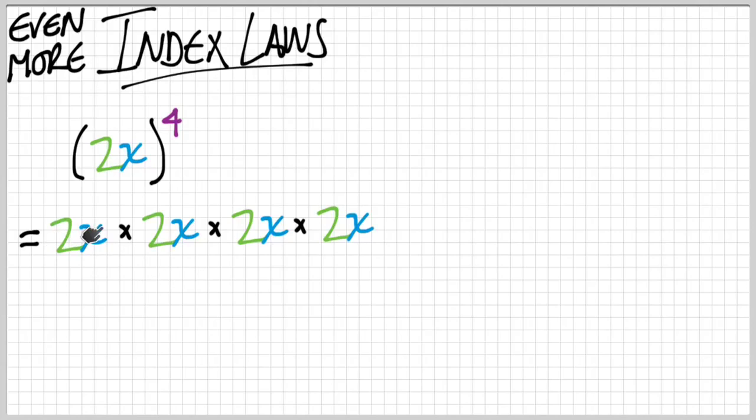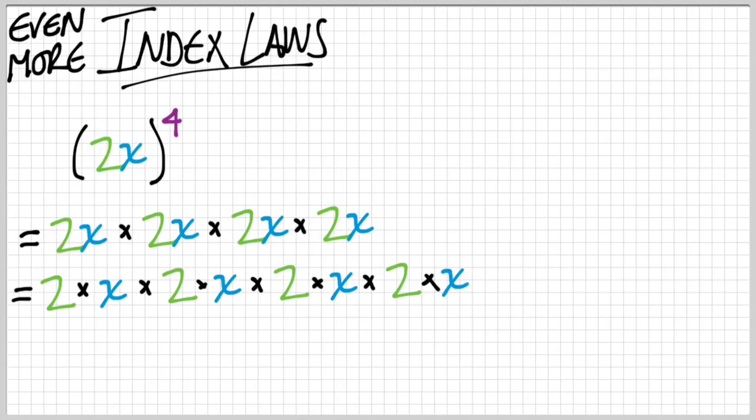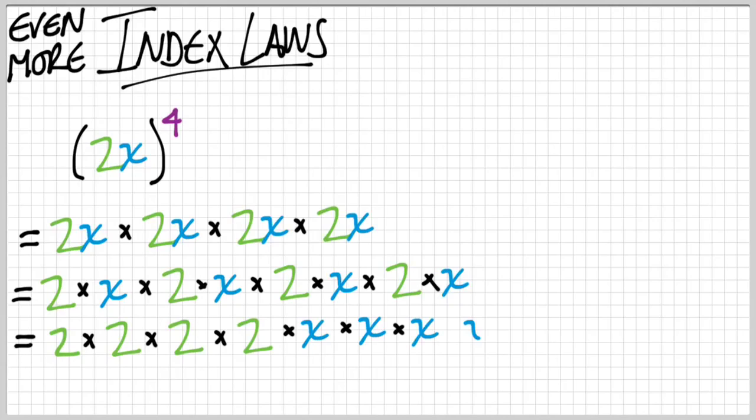Well, 2x is 2 times x, right? So we get 2 times x times 2 times x times 2 times x and so forth. 4 2s, 4 x's. When you're multiplying, you can rearrange things however you want. So let's take all the 2s and put them first and then all the x's. And now we can see, hey, look, 4 2s, 4 x's.